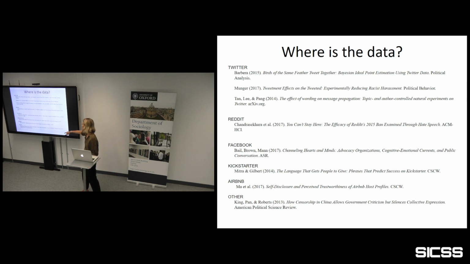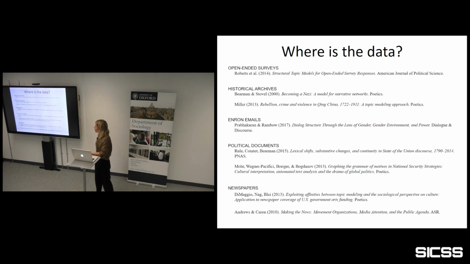We talked about this one at lunch, some of us: self-disclosure and perceived trustworthiness on Airbnb. So as a host on Airbnb, if I disclose more about myself, is it possible that the people looking for housing will trust me more, based on text analysis? And then this one by King et al., they use a lot of different social media platforms to look at Chinese censorship.